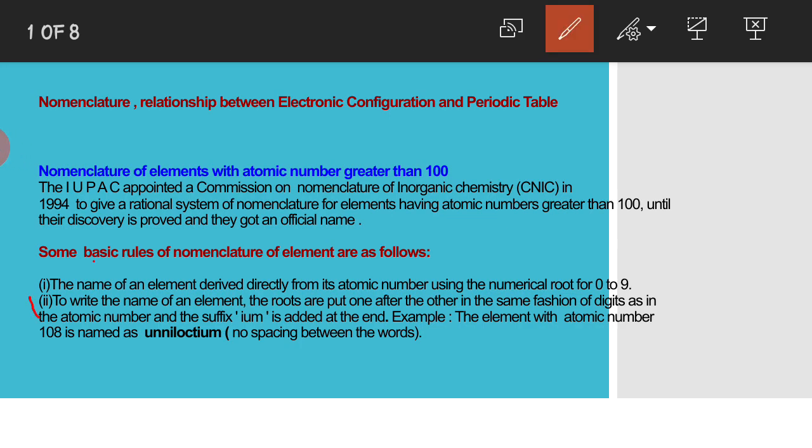Second, to write the name of an element, the roots are put one after the other in the same order of digits as in the atomic number, and the suffix ium is added at the end. Example, the element with atomic number 108 is named as unniloctium. No spacing between the words.